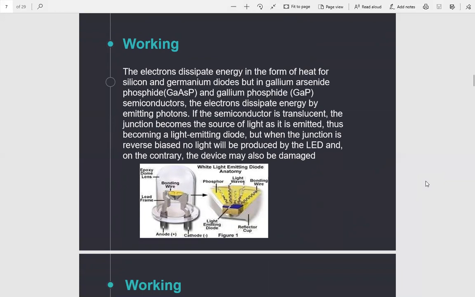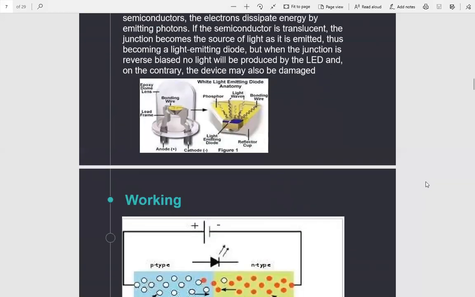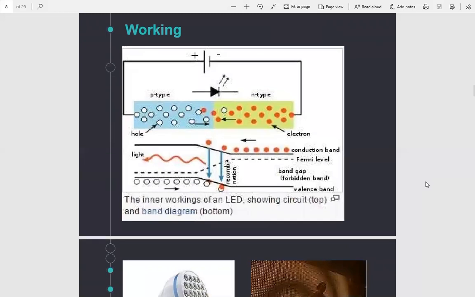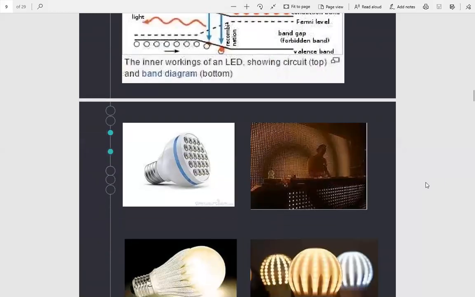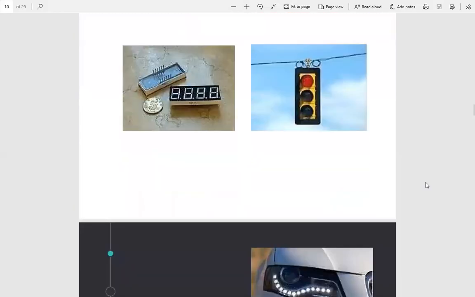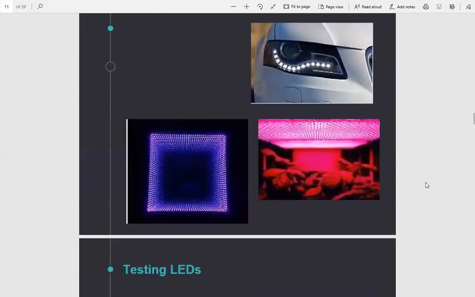If the semiconductor is translucent, the junction becomes the source of light as it is emitted, thus becoming a light-emitting diode. But when the junction is reverse biased, no light will be produced by the LED, and on the contrary, the device may also be damaged. In the diagram, you can see the inner workings of an LED showing circuit and band diagram. These are some examples of LED as diagram.